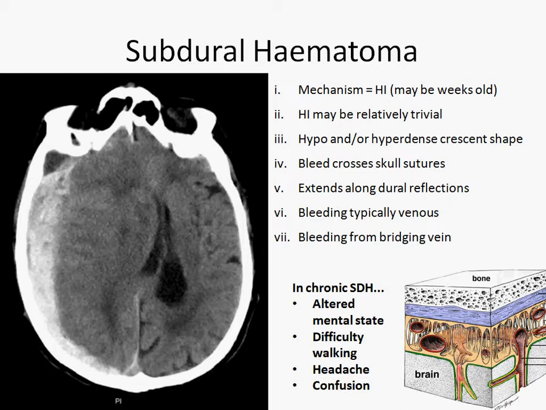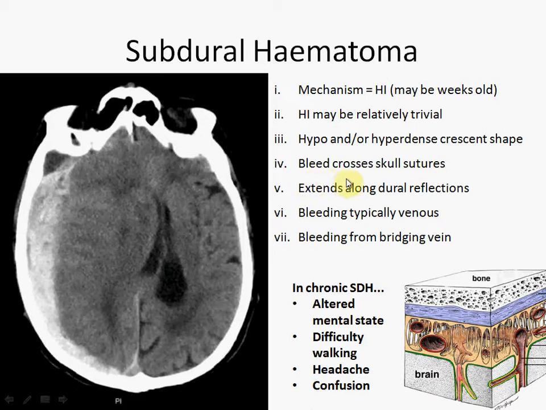With the extradural, we saw a hyperdense collection of blood, but in subdural haematoma, there may be a hypodense collection or a hyperdense collection, depending on whether it's an acute or a chronic subdural haematoma. And I shall point this out in another CT head in a moment. Here we can see a hyperdense bleed, so this is an acute subdural haematoma.